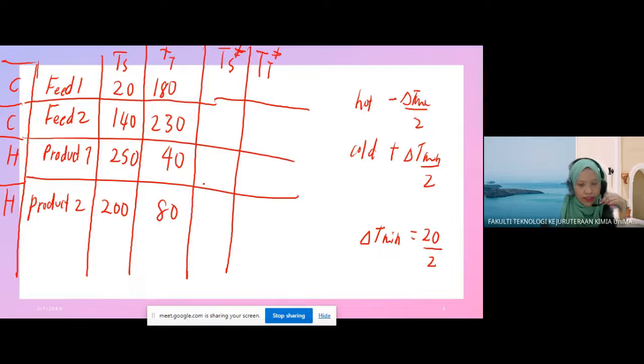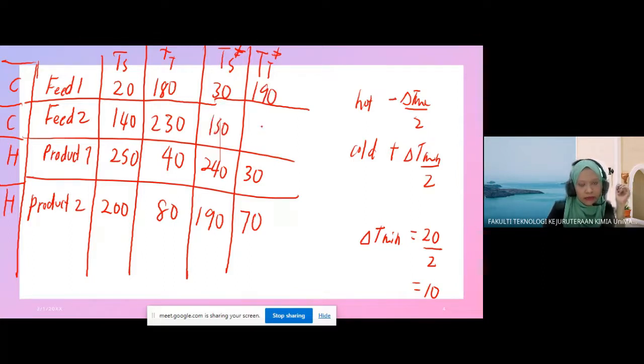So for hot stream, you need to minus 10. So this one becomes 240, and this becomes 30. This becomes 190, and this becomes 70. And then for cold stream, you need to plus 10. So 20 plus 10 is 30. This one becomes 190, this becomes 150, and this becomes 240. Right.